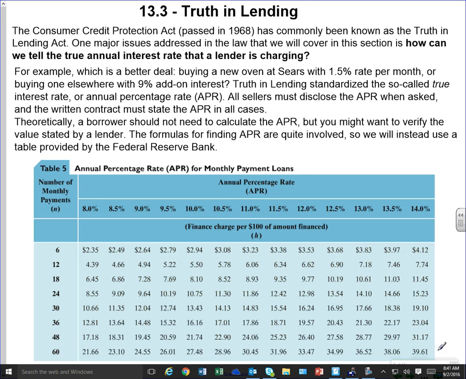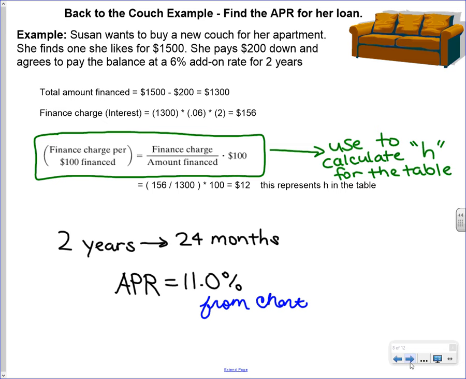So let's look at an example here. Back to the couch example, which we did earlier, let's find the actual APR of the loan. Susan wanted to buy a new couch. She got one for $1,500. She paid $200 down and agrees to pay the balance at a 6% add-on rate for 2 years.